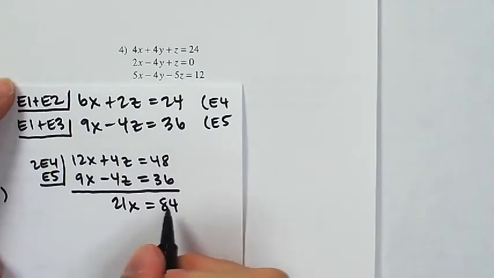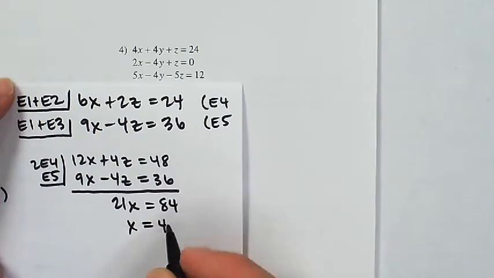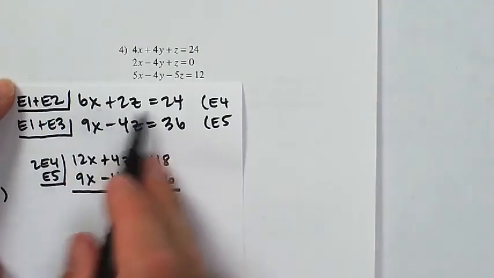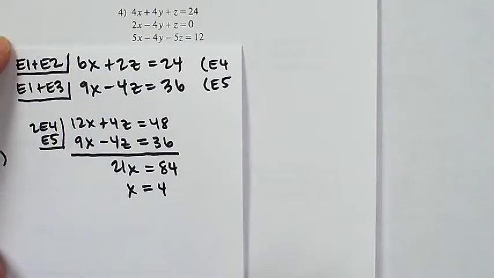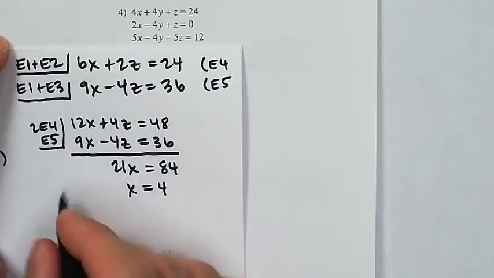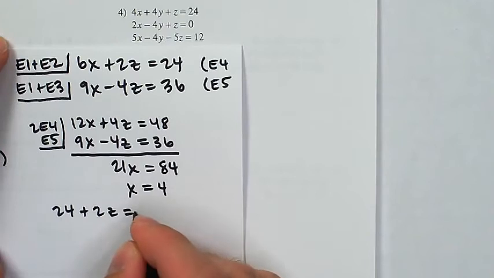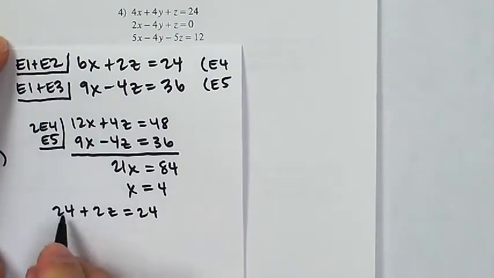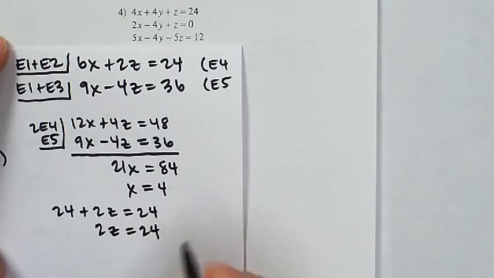Okay, and that's fortunate for us because 21 divides 84, and I see that x is going to equal 4. Then from there, I can go back to one of my 2 by 2 equations and say, all right, 6x plus 2z equals 24. So 6 times 4 is 24, plus 2z, that's going to equal 24. So I can subtract 24 from both sides, and I can say 2z equals 24. And divide by 2, and get z equals 12.